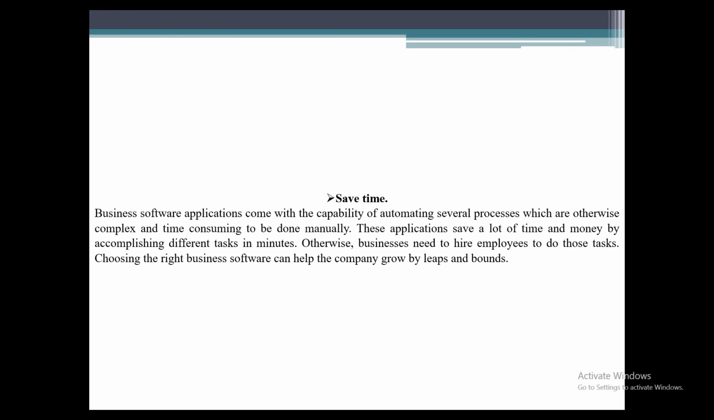Why is software a critical success factor? Because it saves time. Business software applications come with the capability of automating several processes, which are otherwise complex and time-consuming to be done manually. These applications save a lot of time and money by accomplishing different tasks in minutes. Otherwise, businesses need to hire employees to do those tasks.